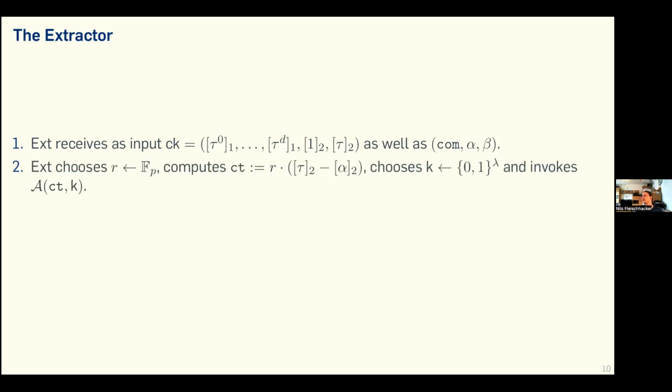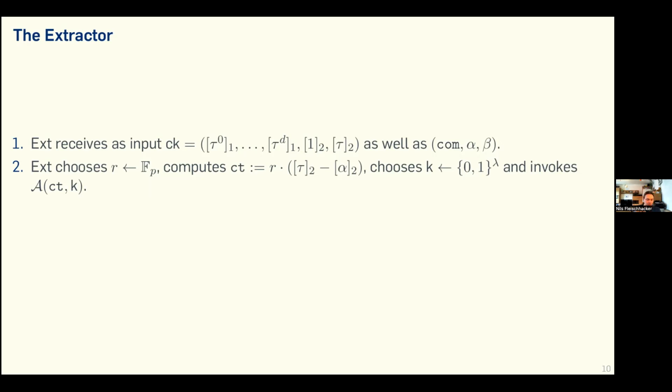Okay, now what the extractor does is basically just compute, completely honestly, an encapsulation. So the extractor chooses a uniformly random R, computes the ciphertext exactly as specified by the encapsulation algorithm, and then chooses a random K and just invokes A on the ciphertext and K. And now one might wonder, why do we not need to flip a coin and either give the correct key or the random key? The answer is that this is exactly the same thing that I argued before.